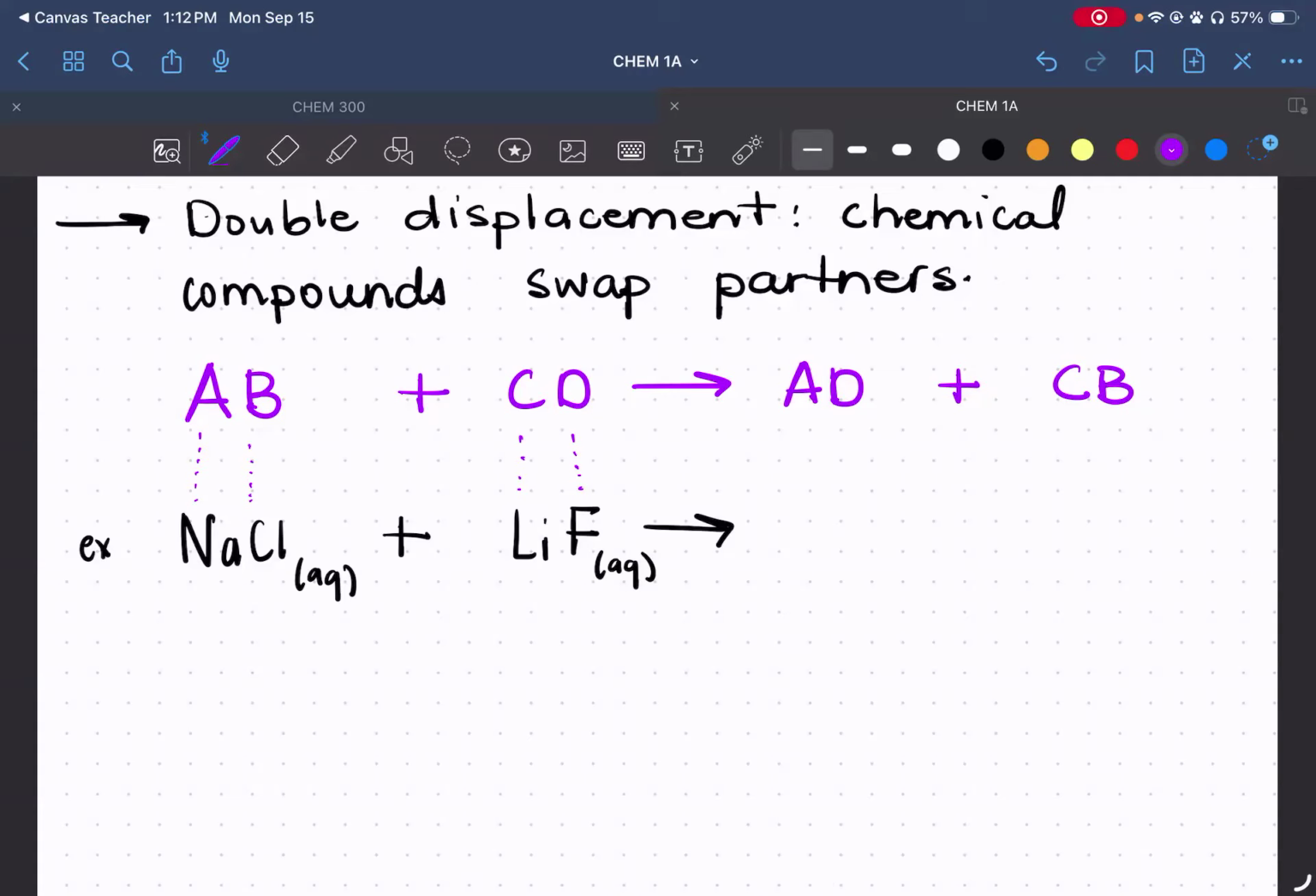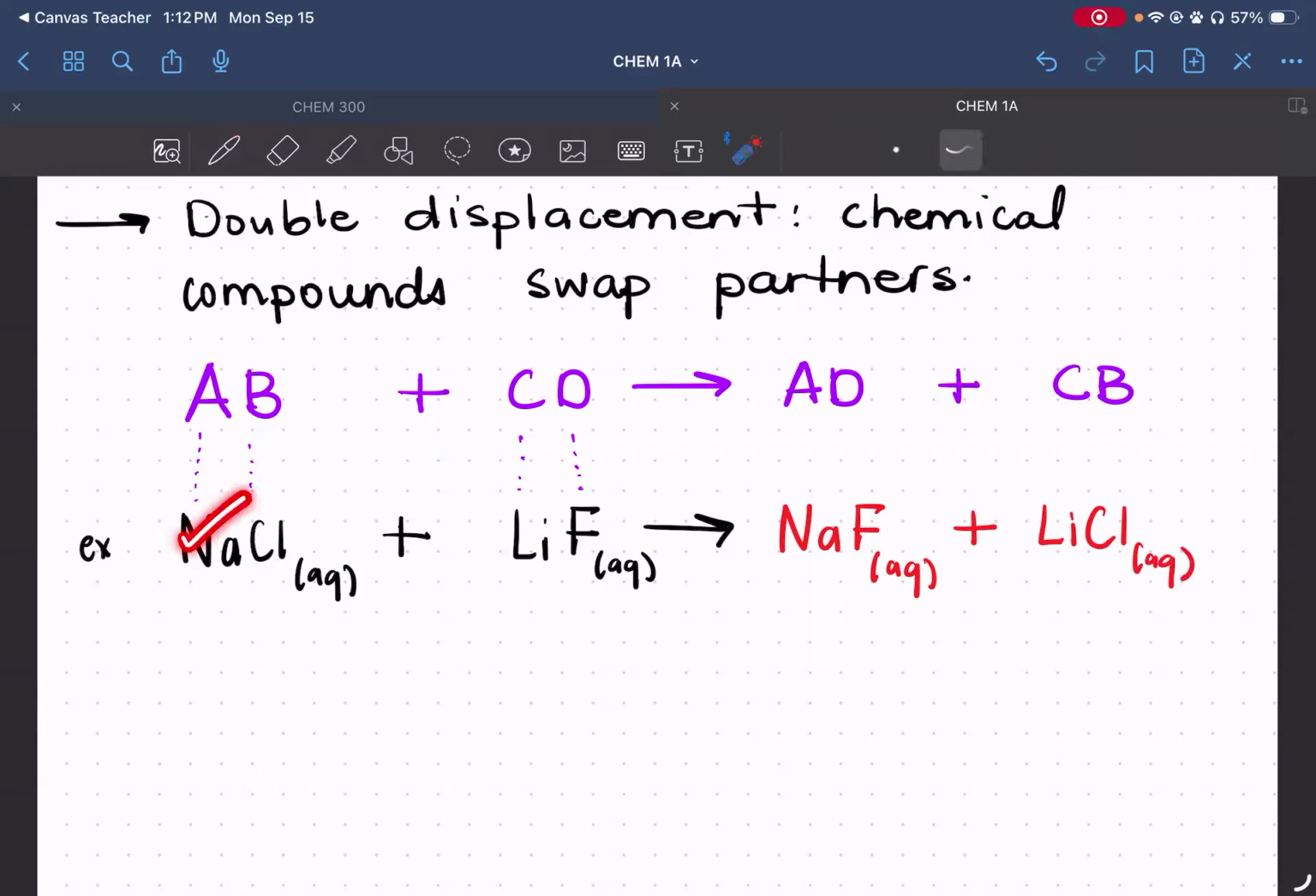We know on the product side, we're going to end up with sodium and fluorine. How do we know that? Because we know that A and D end up together. NaF. And then we have lithium and chlorine together. Again, how do we know they link up? Because C and B come together. NaF, group 1 cation, so both of these products are aqueous. And based off of balancing: 1 sodium, 1 sodium, 1 chlorine, 1 chlorine, 1 lithium, 1 lithium, 1 fluorine, 1 fluorine.